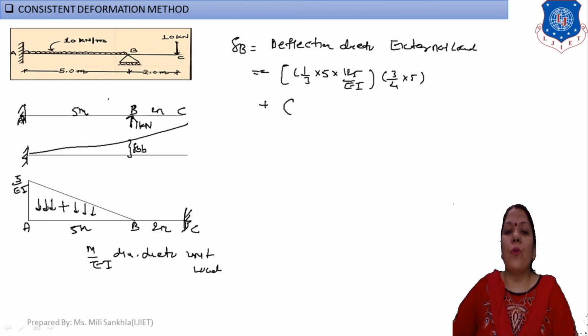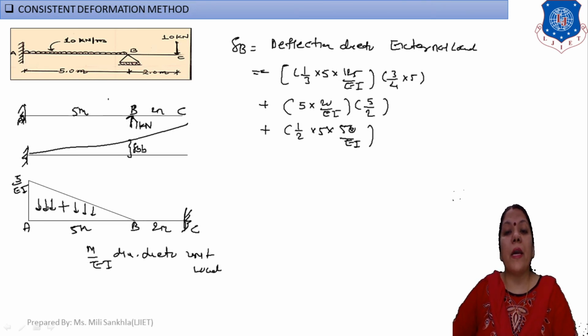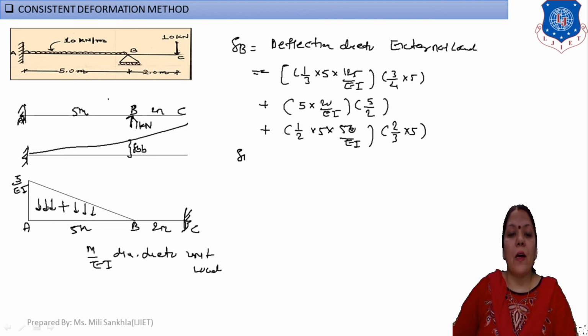Second we follow the point load. Point load is 5 into our rectangle shape 20 by EI, and CG of this rectangle is L by 2. Now third is for the triangle, 1/2 into 5, and the height of our triangle is 50 by EI, and CG from B point is 2/3 into 5. And my final answer for del B is equal to minus 1447.91 divided by EI.